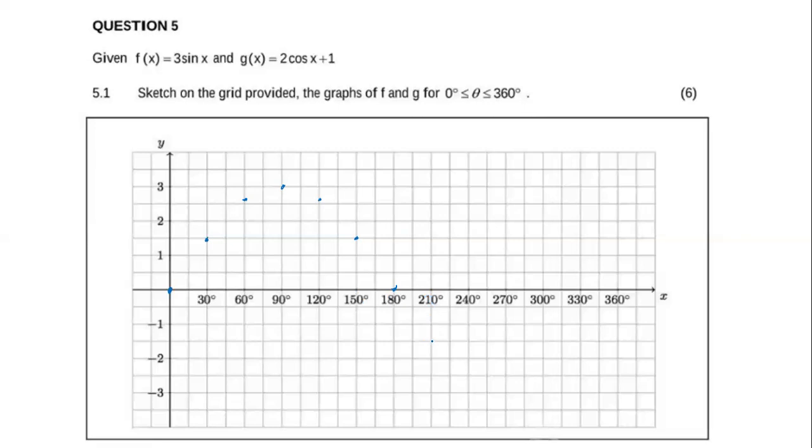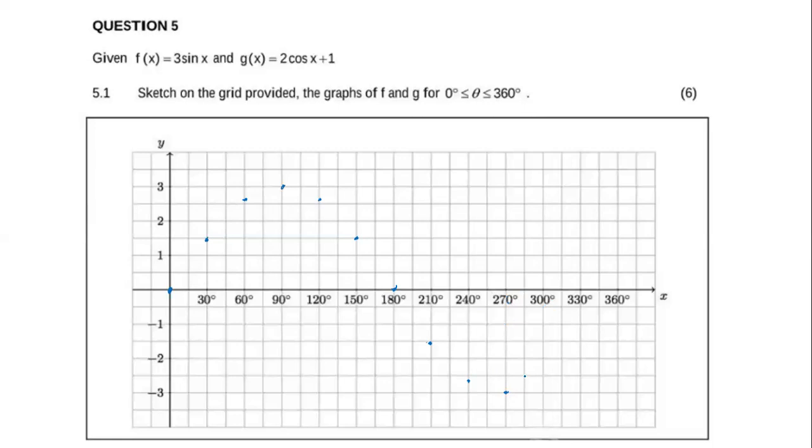Negative 1,5, it's gonna be here. I hope I'm correct. Yes, it's gonna be here. And then 245 is gonna be negative 2,6. 240, it's gonna be negative 2,6. This is 2, right? This is 2,5, a little bit above 2,5. It's gonna be here. And then 270 is gonna be negative 3.